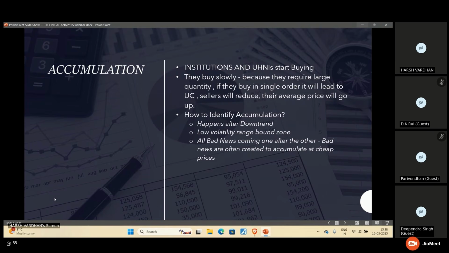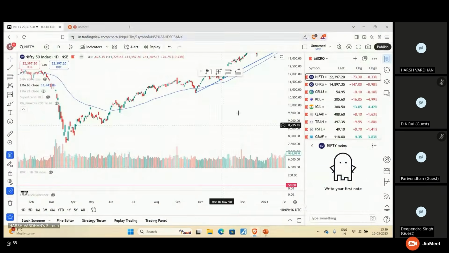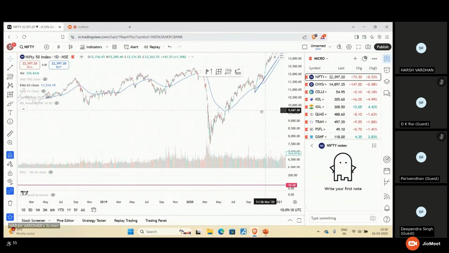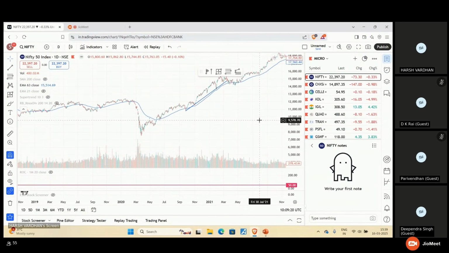So now we have seen just uptrend and downtrend. Now coming to the accumulation. So what is accumulation? After a downtrend, a phase of accumulation is done. Accumulation is buying by the institutions and the ultra HNIs. So during accumulation, what most people think is they will buy in very high volumes, and the stock will suddenly go up.